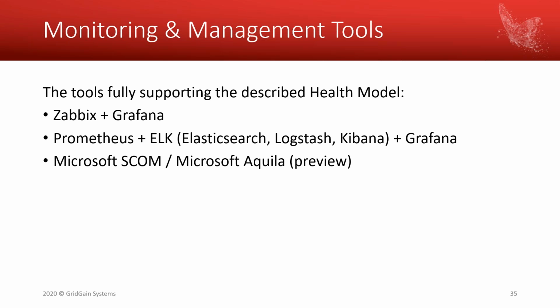Monitoring and management tools. You as a developer are not much interested in which tools are used, but just for your reference, I know for sure that this health model, which I described here, is supported by these three tools: Zabbix plus Grafana, Prometheus plus Elasticsearch, Logstash, Kibana. Prometheus is a great tool to work with metrics, but it cannot work with logs. So you need to add Elasticsearch to analyze logs, Logstash to store logs, and it also makes sense to always add Grafana for visualization. And Microsoft System Center Operations Manager.